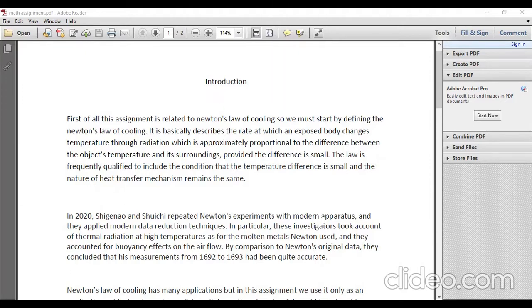In 2020, Chicano and Chuichi repeated Newton's experiment with modern apparatus, and they applied modern data reduction techniques. In particular, these investigators took account of thermal radiation at high temperature, as well as the multi-methods Newton used, and they accounted for buoyancy effects on the airflow. By comparison to Newton's original data, they concluded that his measurement from 1692 to 1693 had been quite accurate.